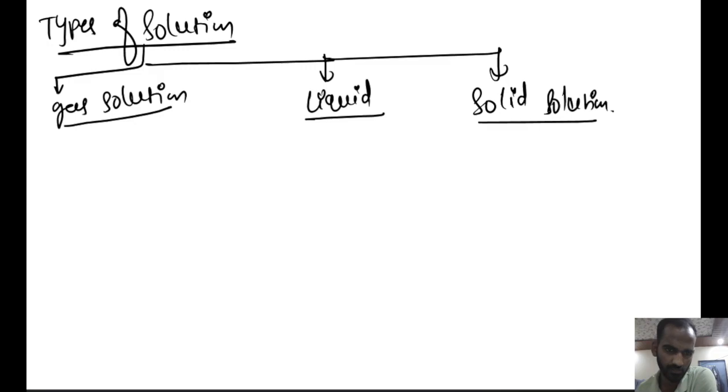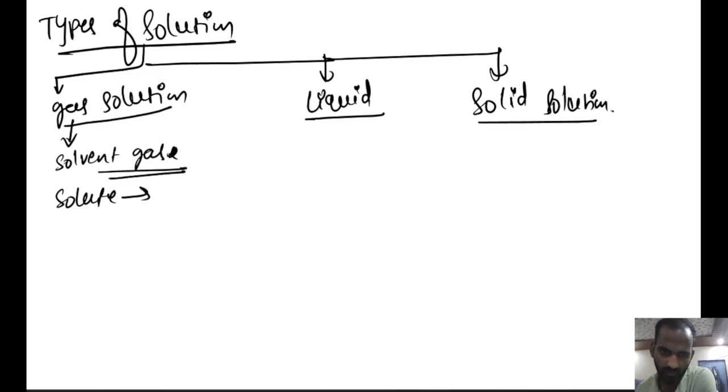Gas solution means that generally the solvent will be a gas only, and the solute varies. The solvent will be gas, and the solute may be a gas, maybe a liquid, maybe a solid also. So the first case we'll take here is solid in gas.